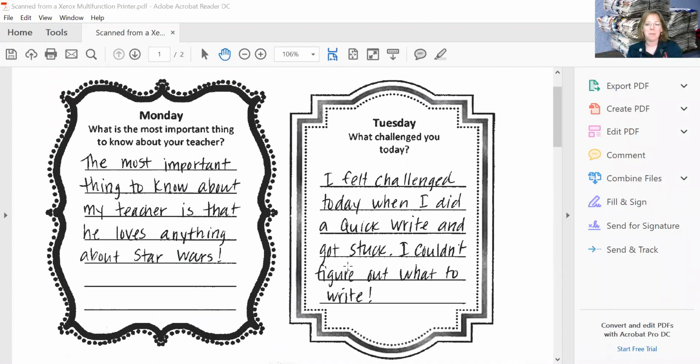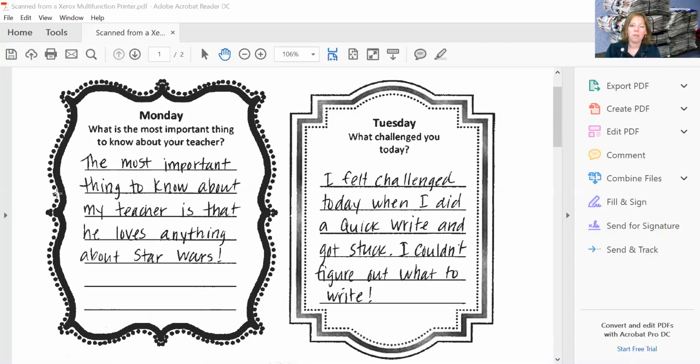So let's start by looking at the Monday box. The Monday box is located on the left side of the page at the very top. The question on this page might be different than the question in your folder, and that's okay. The question on this page asks, what is the most important thing to know about your teacher? You'll notice that I've written in an answer to model for you. And I restated the question. I wrote, the most important thing to know about my teacher, and I got all of those words right from the question.